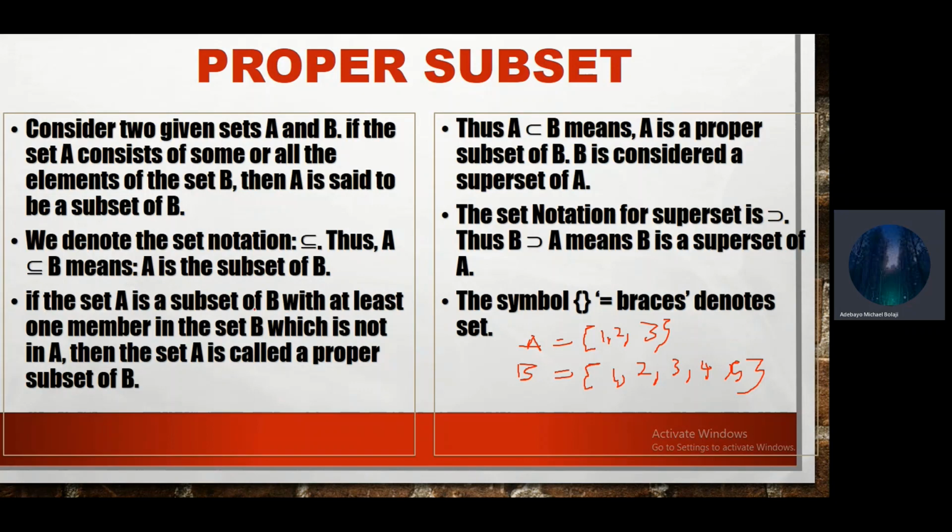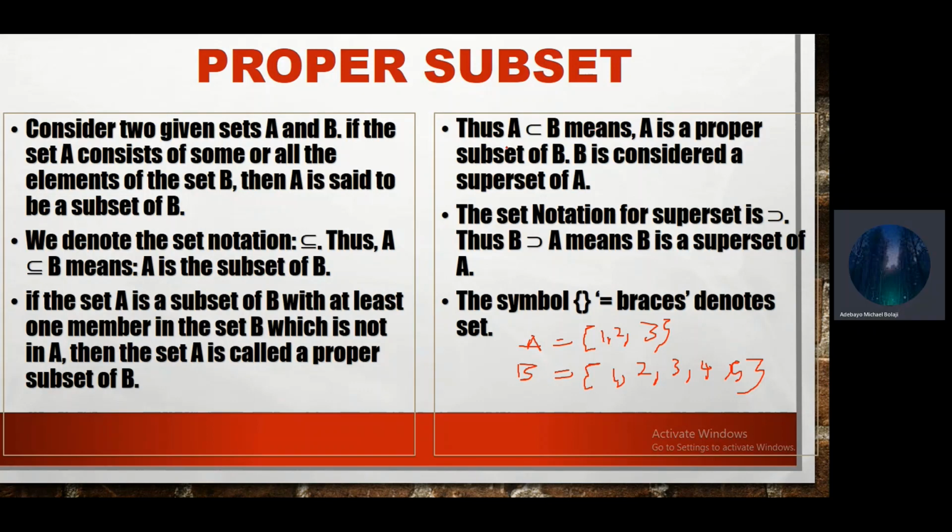If the set A is a subset of B with at least one member in the set B which is not in A, then the set A is called a proper subset of B. What does that mean? The elements of A are 1, 2, 3, the elements of B are 1, 2, 3, 4, 5. There are two elements which are not in A. Once there is at least one single element that is in B but not in A, A can be referred to as a proper subset of B.